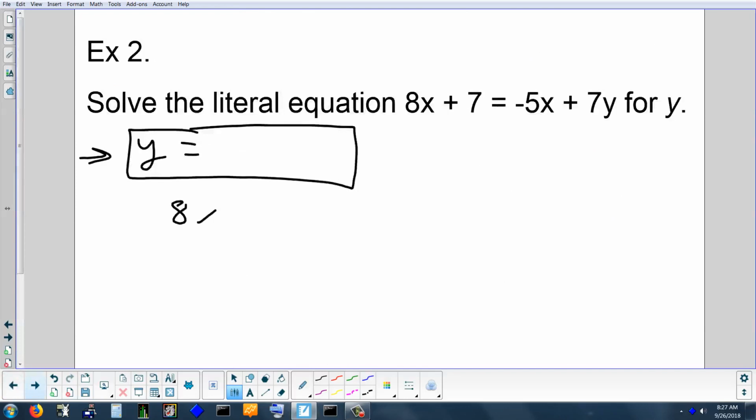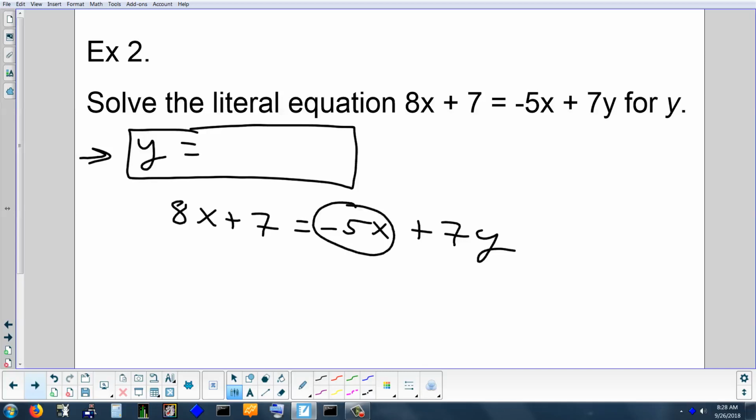So let's write down 8x plus 7 equals negative 5x plus 7y. All right, so let's look at it. Is the y by itself on one side of the equal sign? No. Can somebody tell me something that's over with the y? There's a lot of stuff that we're going to have to get rid of. Matt? Negative 5x. Yep. We're going to have to get rid of the negative 5x, and that's actually the first thing we get rid of. And then what else do we have to get rid of? We'll do this in the second step. Yep. The 7. We've got to get rid of that positive 7.